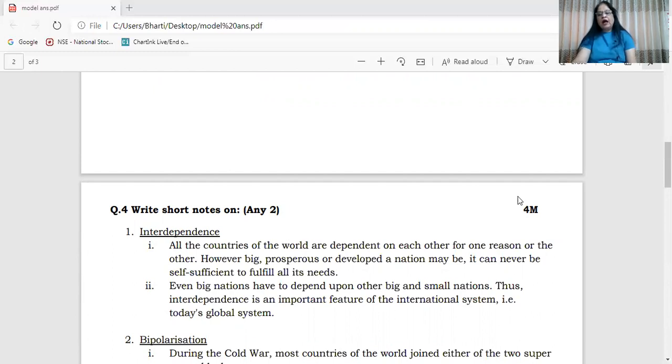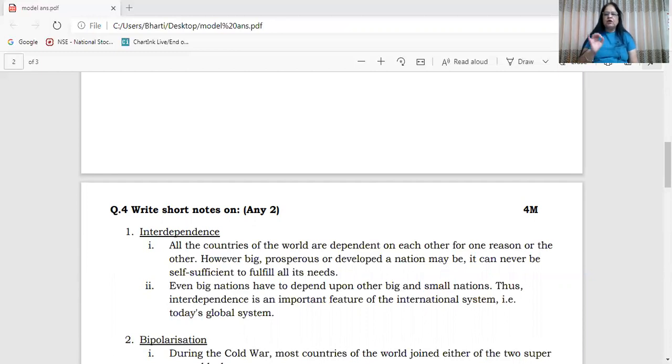Any 2 and each carries 2 marks, but it is a short note. So required points are 4, but here if you see in a printed sheet, there are big points. So suppose you have not written, if you have written in the same way, then also it's okay. Otherwise, if you have bifurcated those points and made more number of points, then also done, but the language should be same. First was write short note on interdependence.